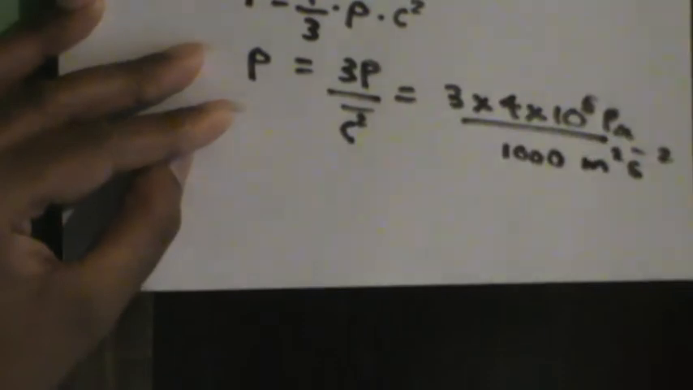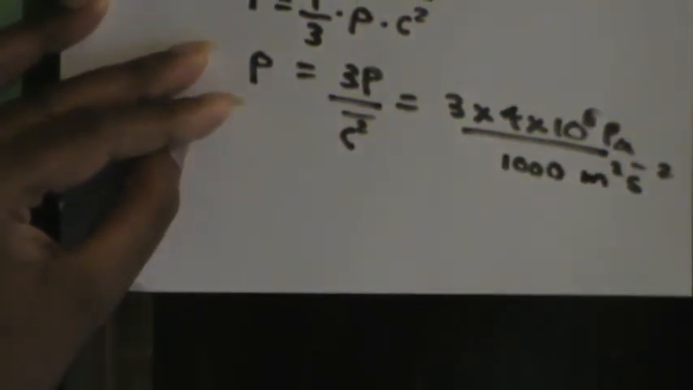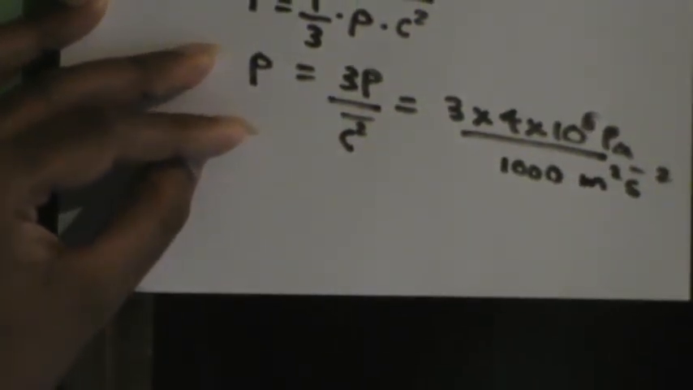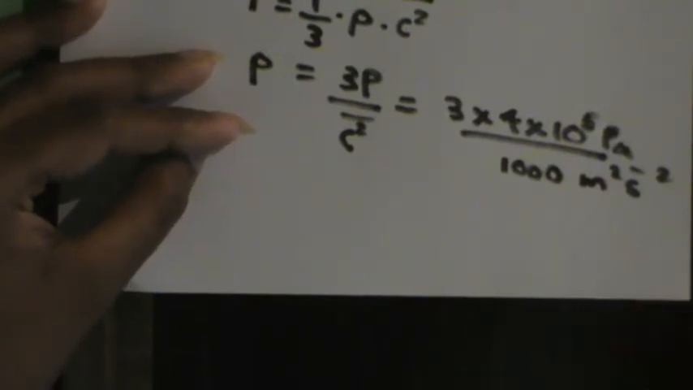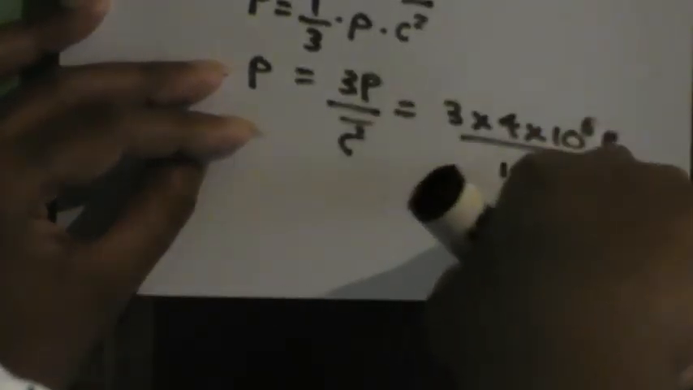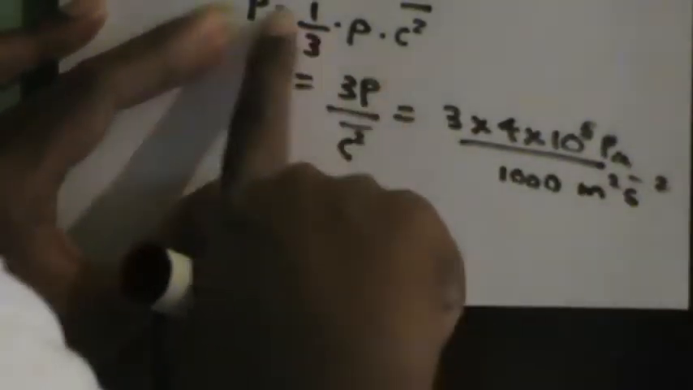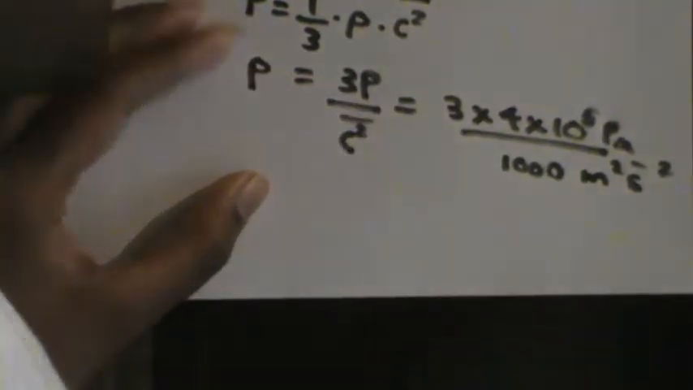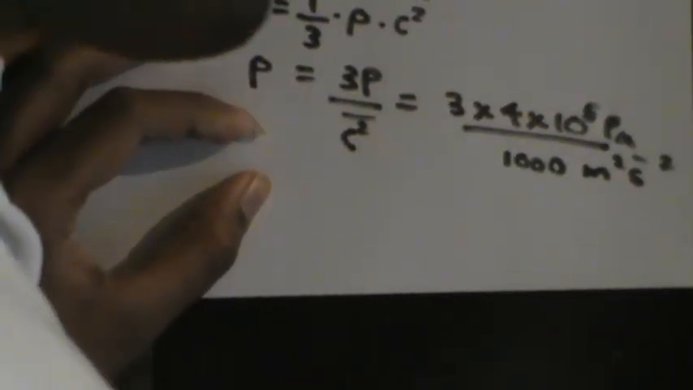So pascal is the unit of pressure. The unit of pressure is also equal to newtons per square meter, which is kilogram meter per second squared, divided by meter squared. What you will get is kilograms per cubic meter, right? So rho is in kg m to the power minus 3. The unit is kg m minus 3.